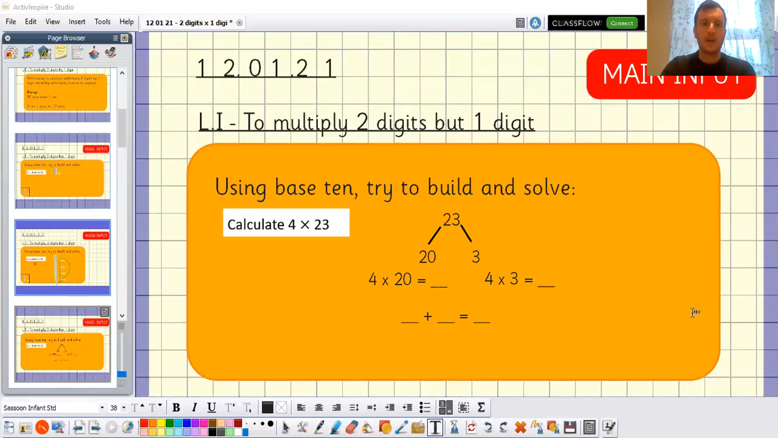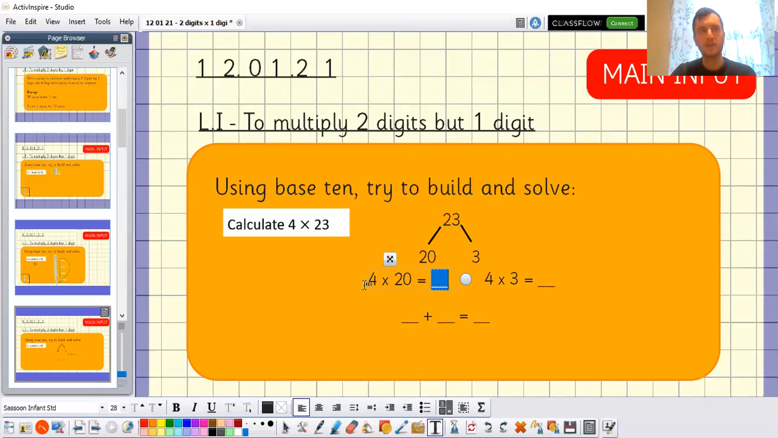So we're going to do it by partitioning our number 23 into 10s and 1s. We're still doing that same calculation, still doing 4 groups of 23. But I've split 23 into 20, which is 2 10s, and 3 1s. Now I can do each of those separately. I can do 4 times 20 and 4 times 3 and add them together. And that will give me my answer too.